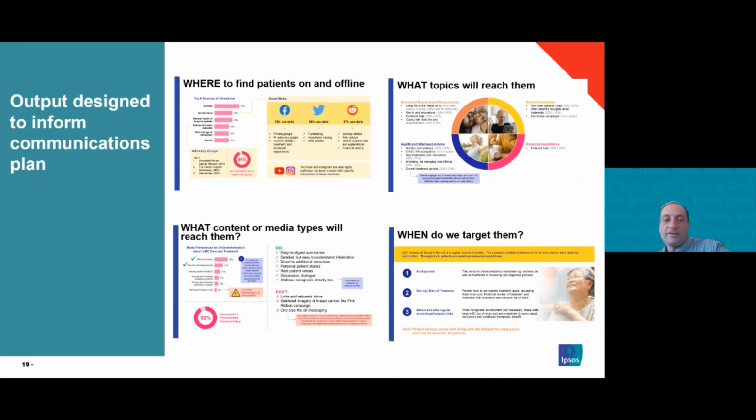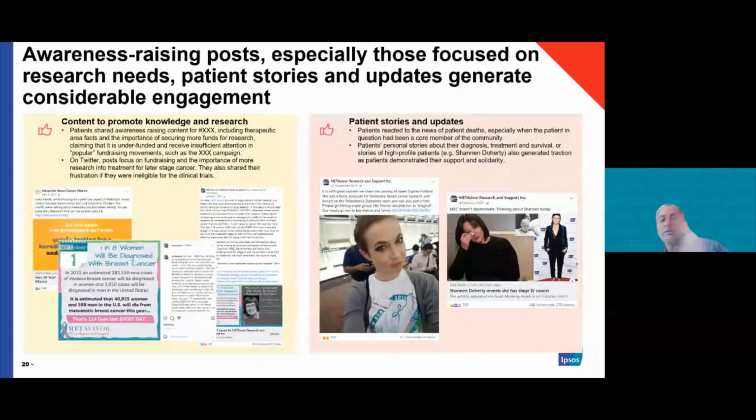So we really customize. This is from our executive summary. We really customize output to inform that communications plan. So we ran an ecosystem. We came back with a lot of supporting material, which is where to find patients on and offline, what topics will reach them, what content or media types will reach them, and when the best time is to target them. And then we will always look over whatever time period we are in to see what content is generating two-way engagement and is shared, and we'll highlight the attributes that we think cause that to happen for you.